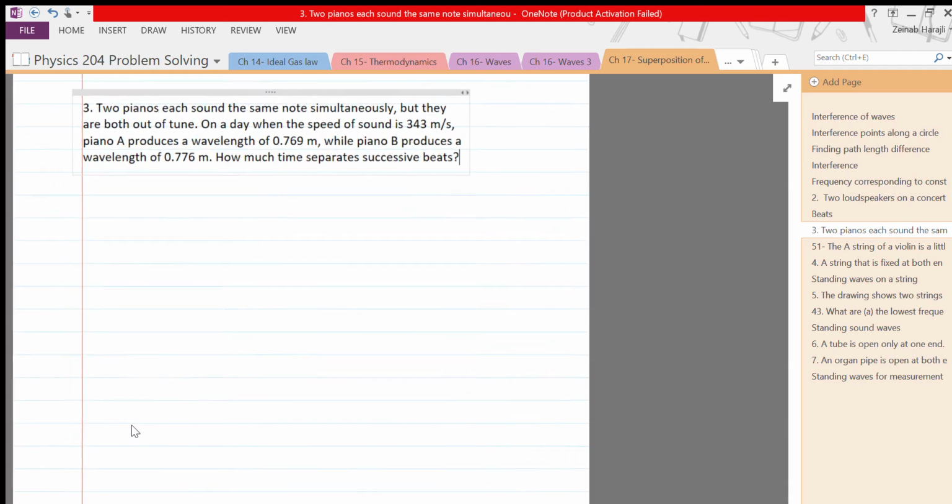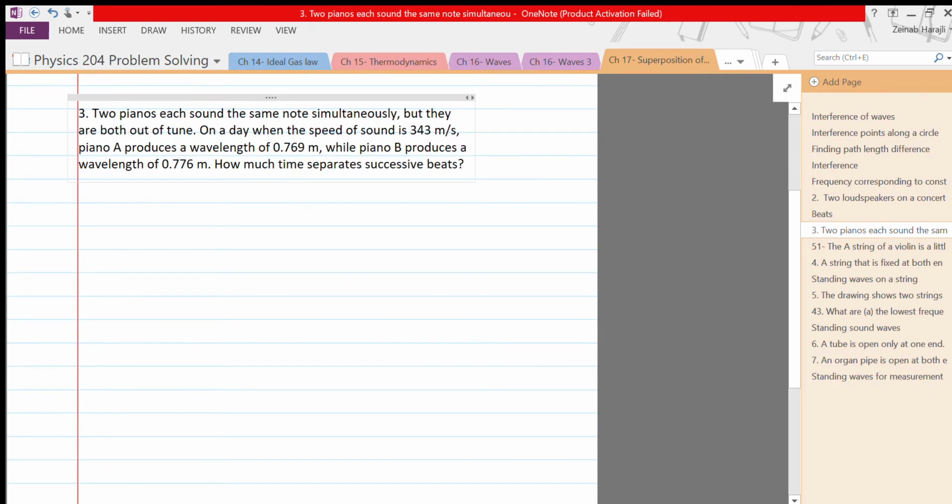In this problem, we have two pianos. Each sounds the same note simultaneously, but they are both out of tune. On a day when the speed of sound is given to be 343 meters per second, piano A produces a wavelength of 0.769 meters, while piano B produces a wavelength of 0.776 meters. How much time separates successive beats?